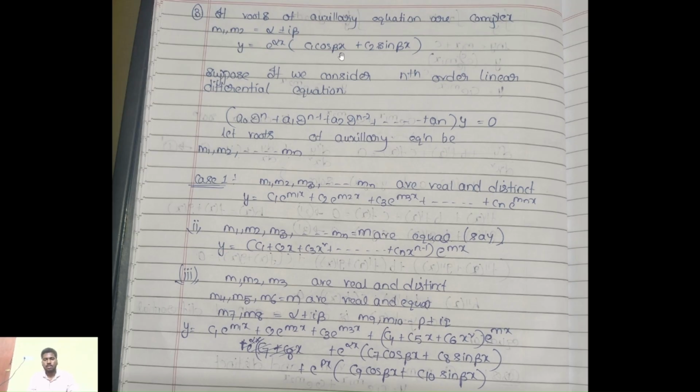If the roots of the auxiliary equation are complex, suppose m1 comma m2 are complex, complex roots occur in conjugate pairs. If m1 comma m2 are alpha plus or minus i beta, I write the solution as y equal to e power alpha x into c1 cos beta x plus c2 sin beta x. Just remember that is enough, my dear friends.